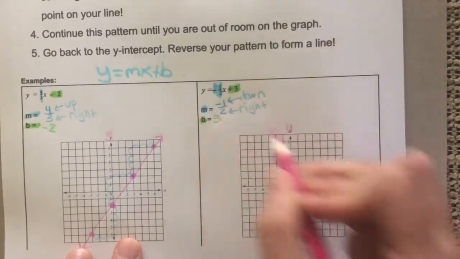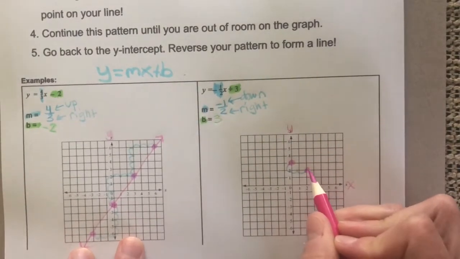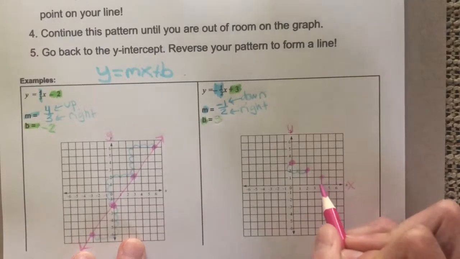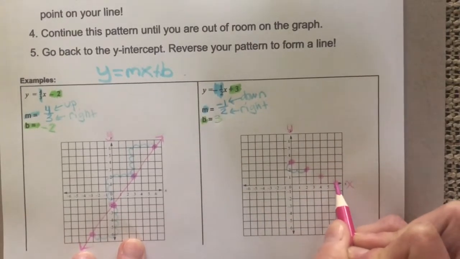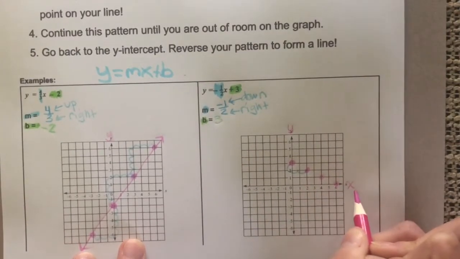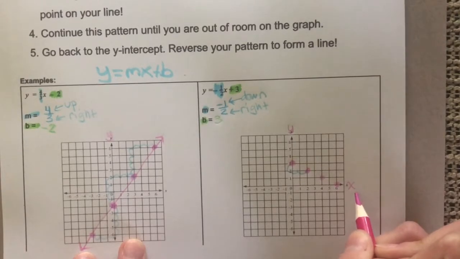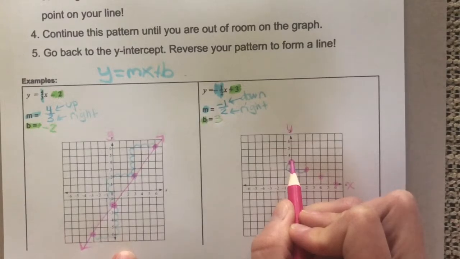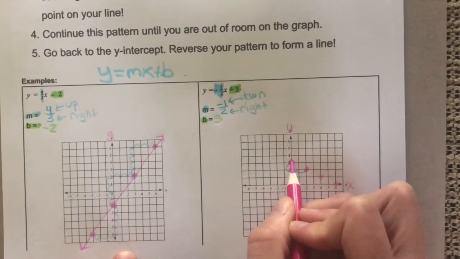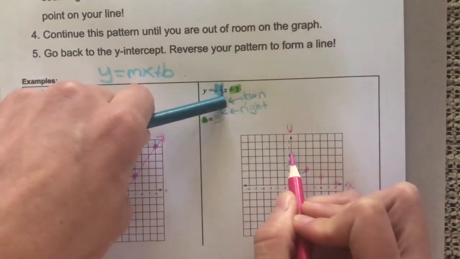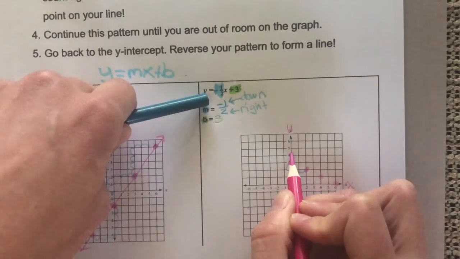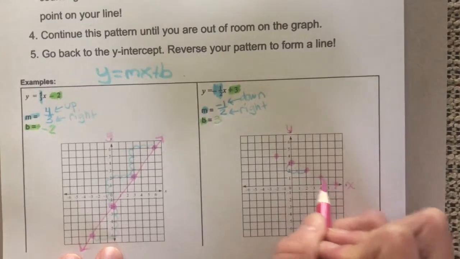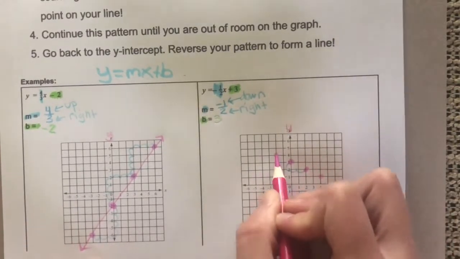I'm going to continue that slope, continue that pattern. Down 1, right 2. Down 1, right 2. Down 1, but if I go right 2, I end up off my coordinate plane, which means I have to go back to my y-intercept and continue that pattern in the reverse direction. So this time I'm going to go up 1 and left 2. And a quick check, my point is still in line with the others, so I've done it correctly.